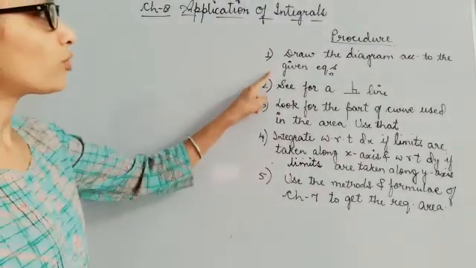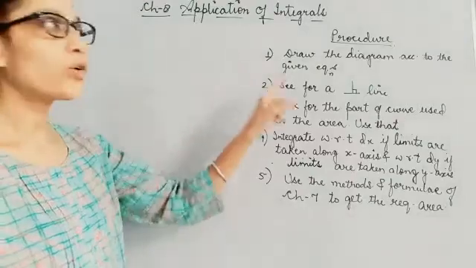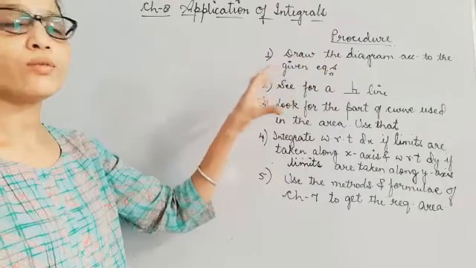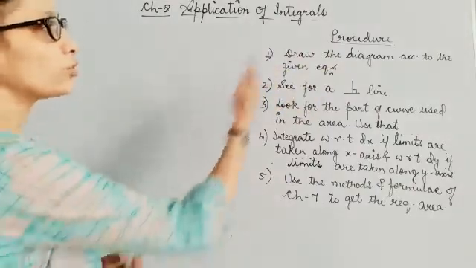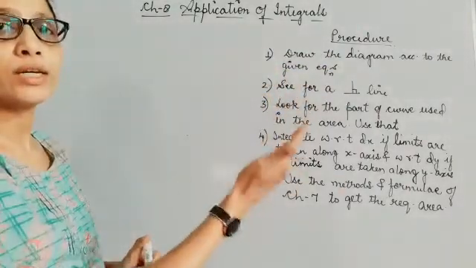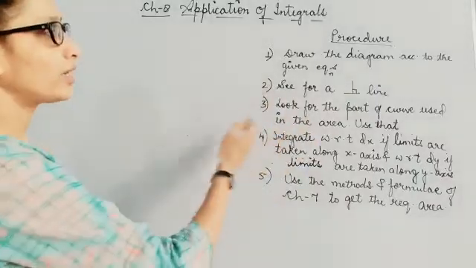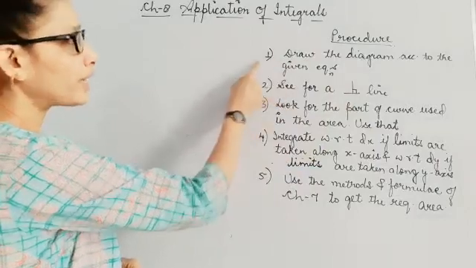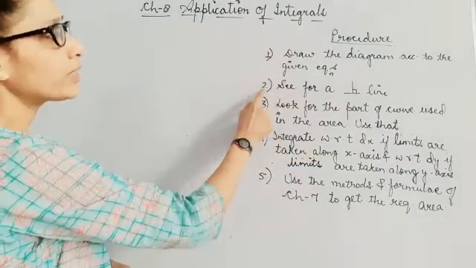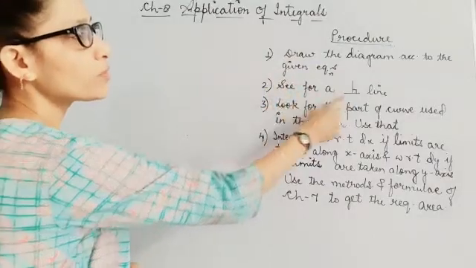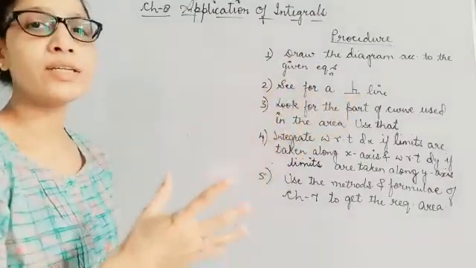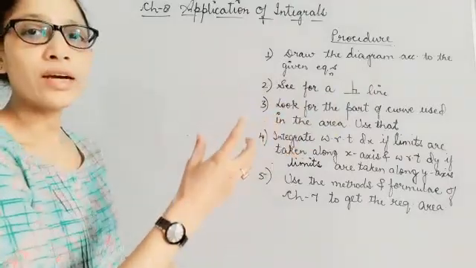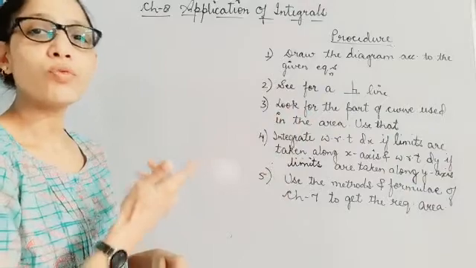Children, first of all, you need to draw the diagram according to the given equations. You need to find out what equation is given to you, whether it is a circle, parabola, ellipse, or cos x, sin x, like that. And in the board exam you will get 1 mark for drawing the diagram. Secondly, you need to always look for a perpendicular line in the given curve. Thirdly, you have to look for which part of the curve the area contains.